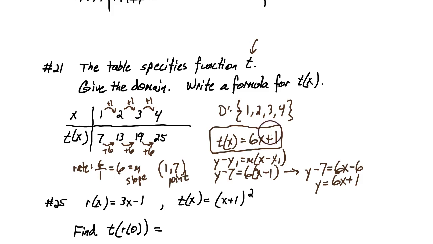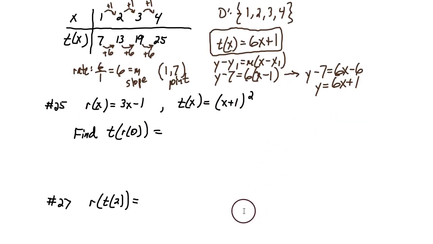Number 25, we have a rule for function r. We have a different rule for function t. Let's find t of r of 0. What this means to do is to first figure out r of 0 and get the number for that, and then substitute that number into function t. So this is a two-step process.